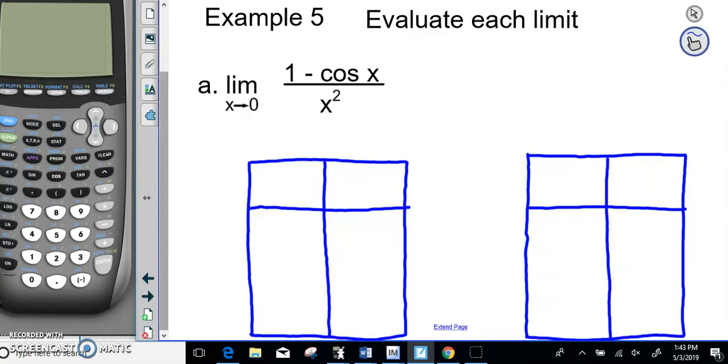We talked about the one-sided limits. We talked about whether it exists or not, whether the one-sided limits equal each other or not. Remember, if they don't equal each other, the whole limit doesn't exist.